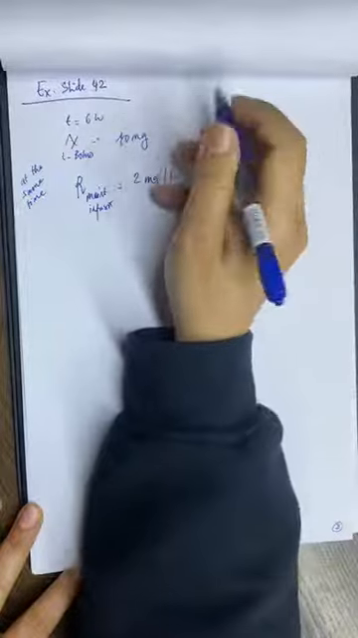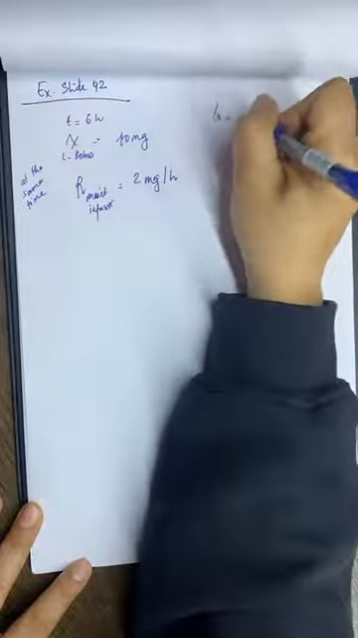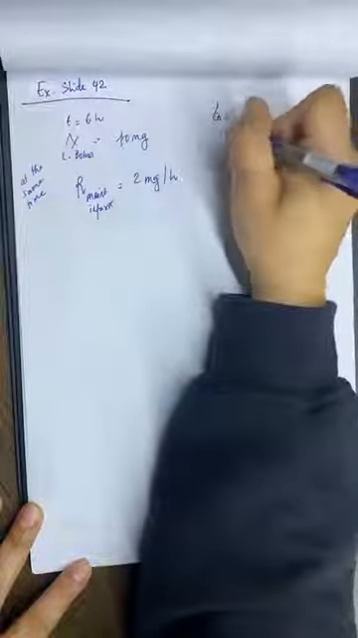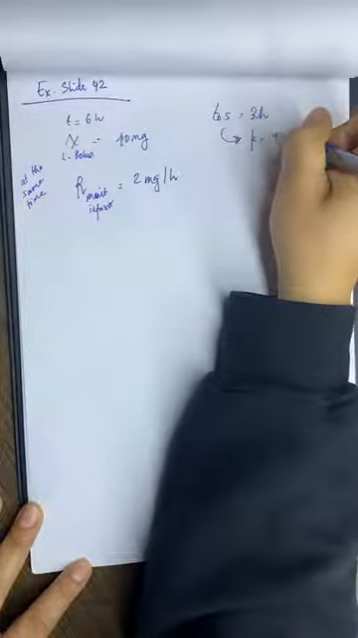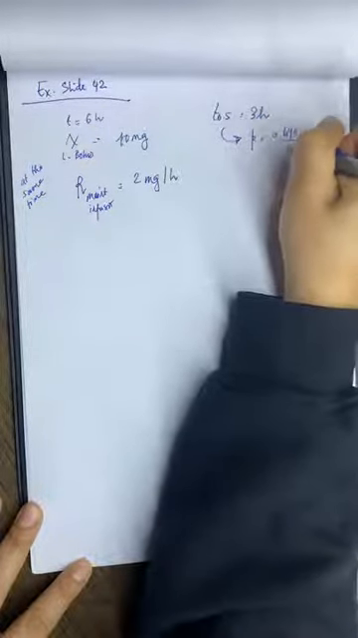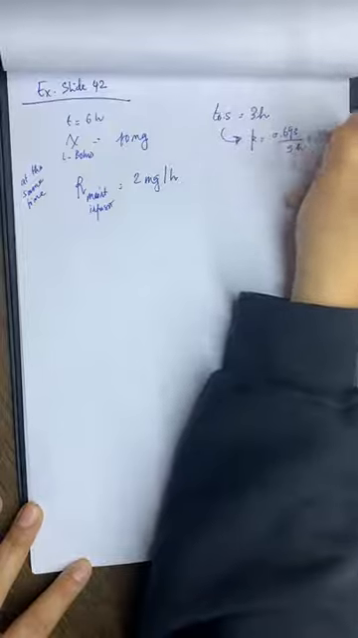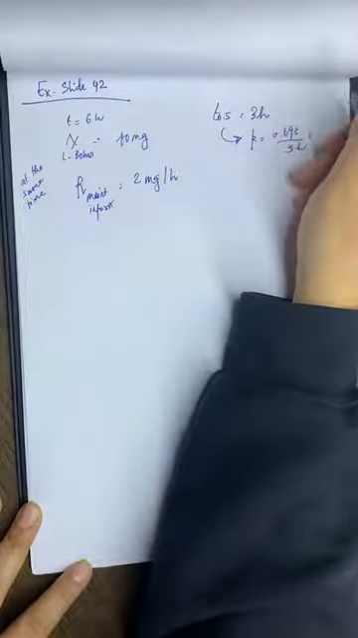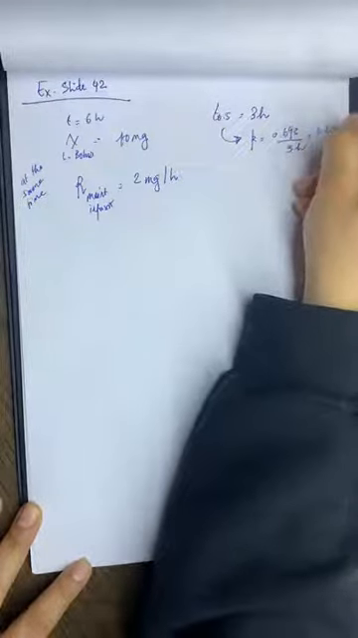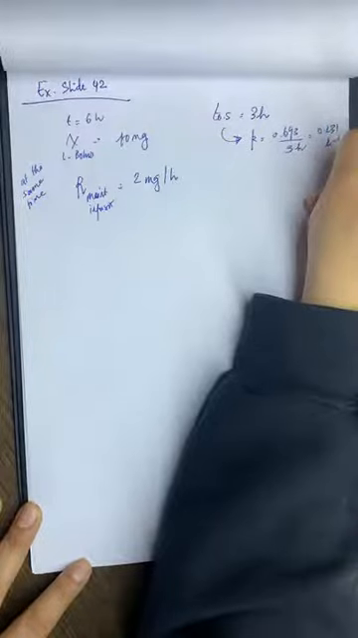Okay, if you know that the half-life of the drug equals 3 hours, then from this we can determine K, which is 0.693 over 3 hours, and this will be equal to 0.231 hour minus 1.